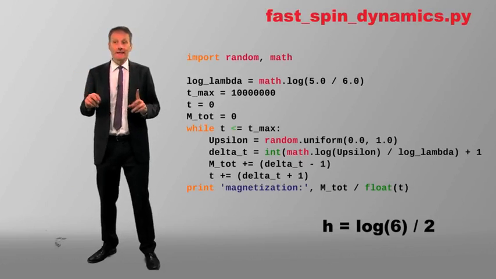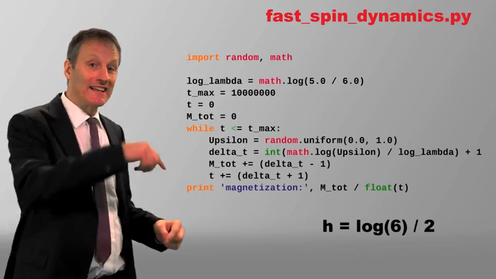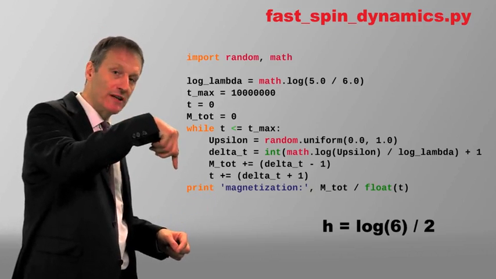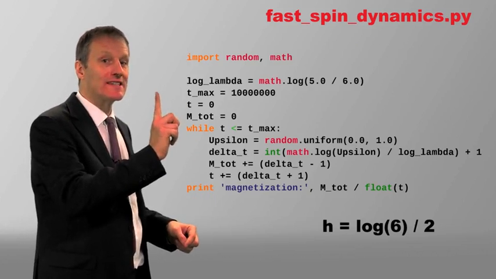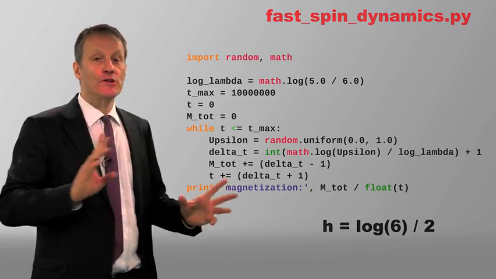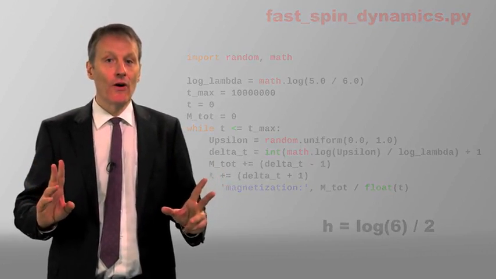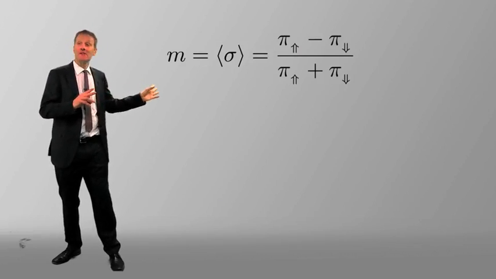We may now write the fast spin dynamics program as shown here. It will remain exactly one step in the downspin configuration with spin equals -1 and an average of 6 steps in the upspin configuration, so that the magnetization on average will be (6 minus 1) divided by 7, that is 5/7. You can obtain the same result also by a pedestrian approach.